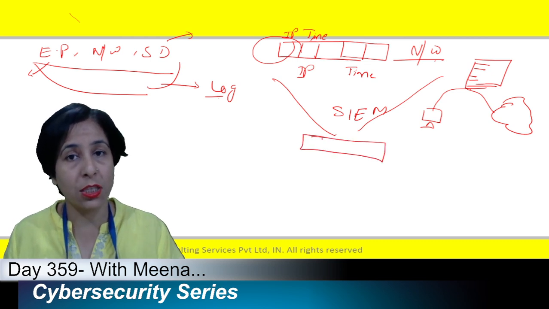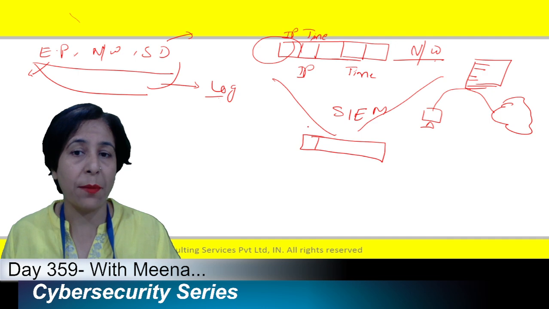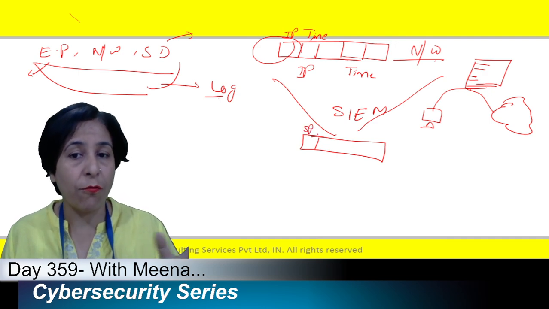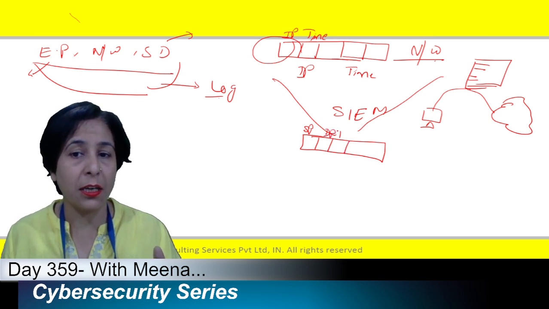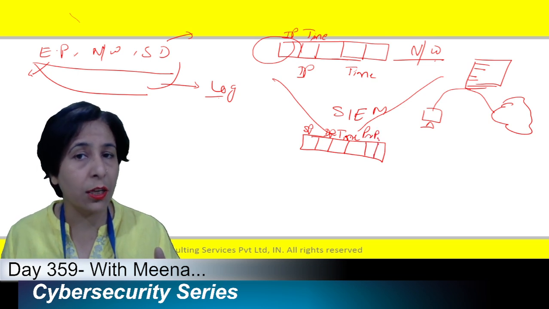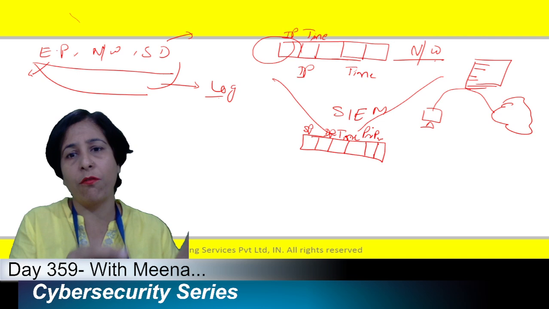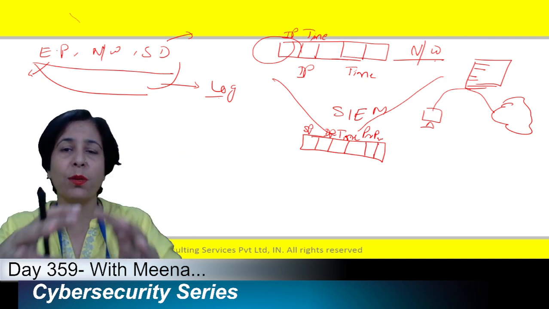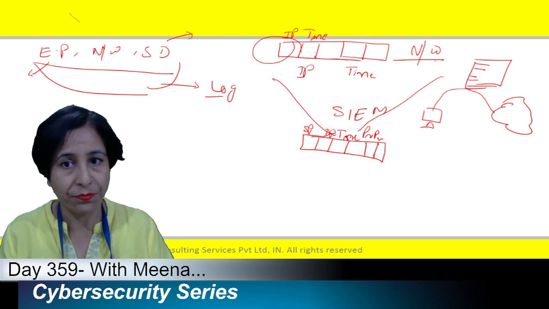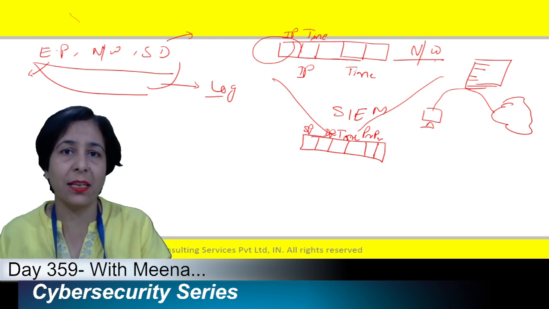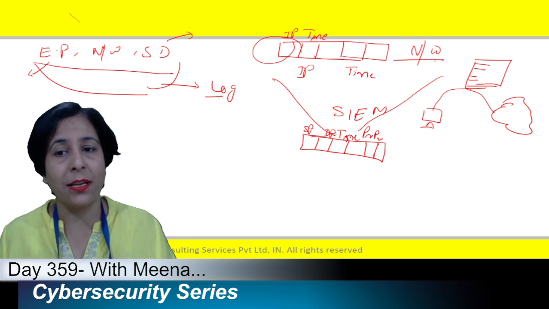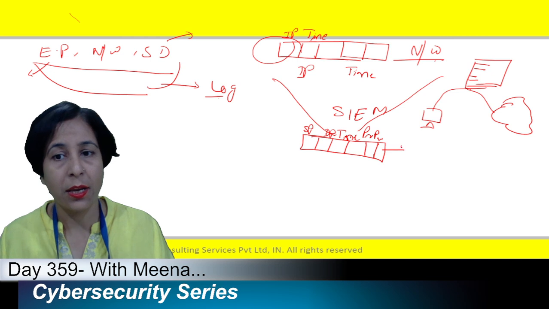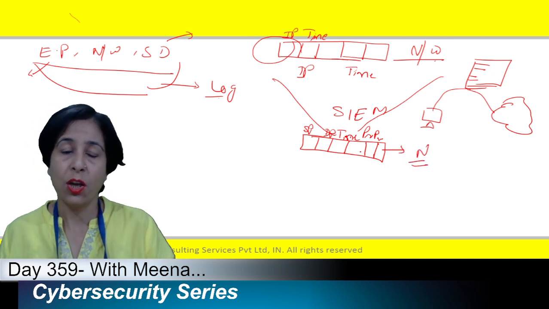So the SIEM collects the different logs and presents them in a universal format. Here is the format. For example, the source IP address will come in the first column, then the destination IP, then the time of occurrence of that particular event, what protocol they are using, what port number they are using. There is a universal way of arranging all this information that's coming from different sources. This is exactly what normalization is.